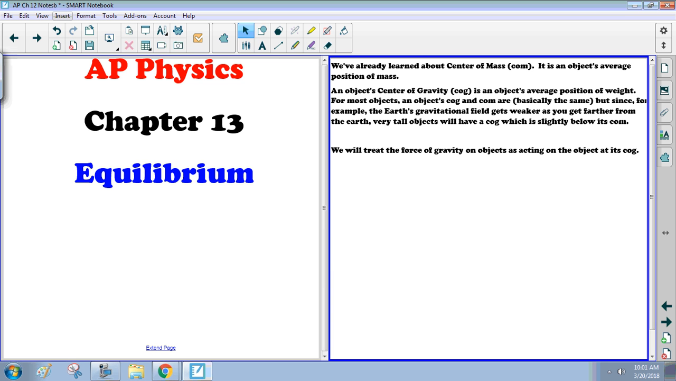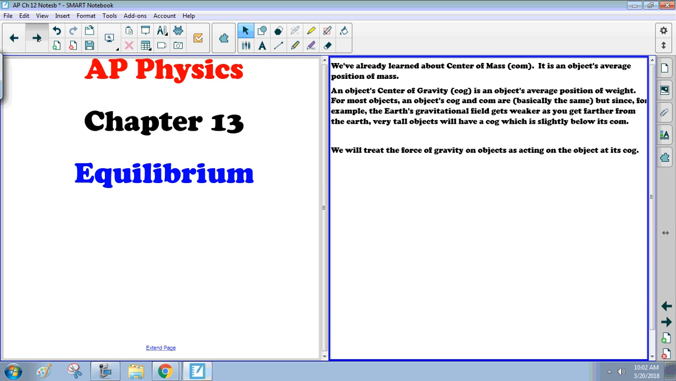The main thing I want to point out here is that, when you've got an object with some sizable size to it, when you draw in your force of gravity, you always draw that force of gravity as originating at the center of mass. You'll see why that becomes important in a minute.